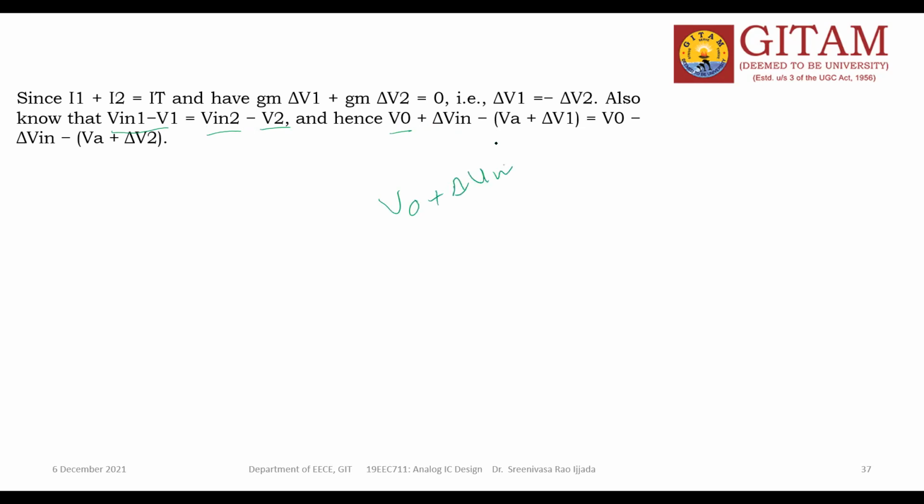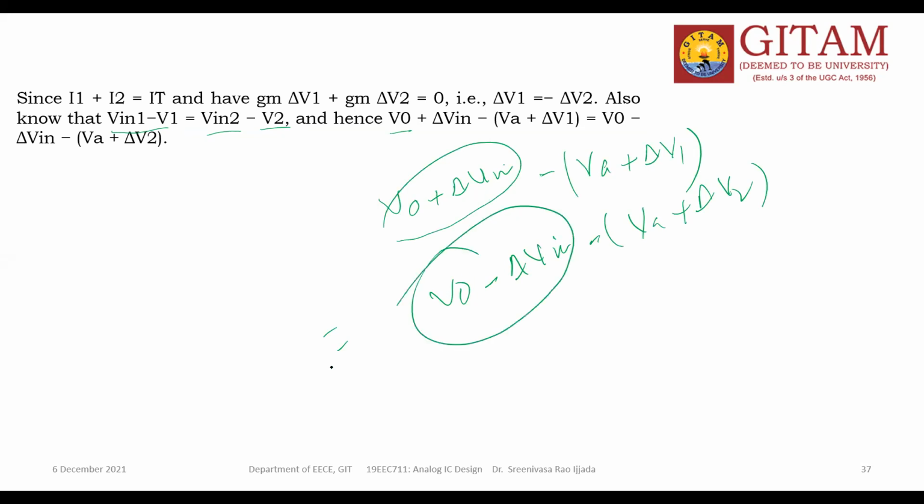So delta V1. Okay, this is the minus. So VA plus delta V1 is equal to V0 minus delta V1. Okay, and minus VA plus delta V2. This is the condition. I am taking the minus common here. So these are about the earlier things. Now the changes are, I am taking like this: VA plus delta V1, VA plus delta V2.